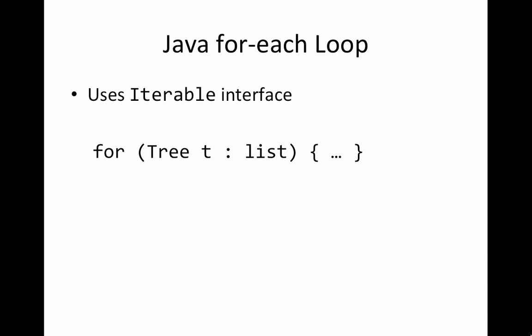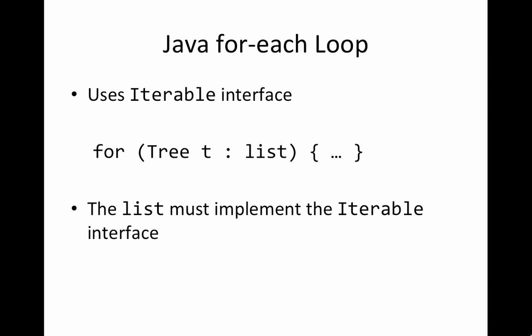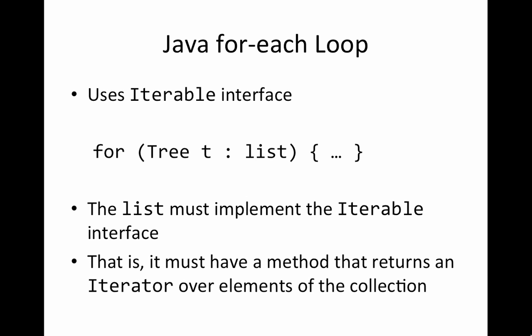What does that mean? Whenever we're writing a statement like the one you see on your screen, for this particular element that belongs to this list, then the list object must belong to a class that implements the Iterable interface. Otherwise, we cannot write this for each loop. We need to have a method that will be able to return an iterator over the elements of the collection, of the list.